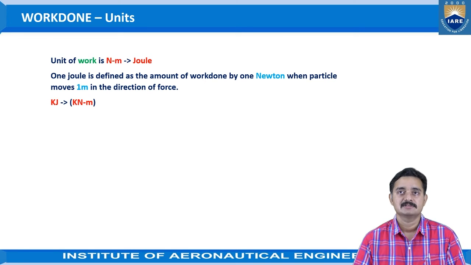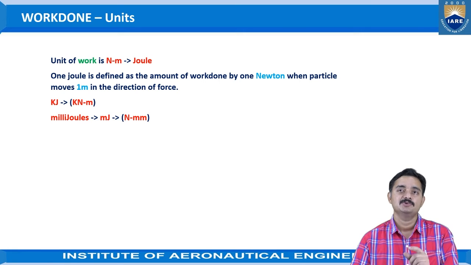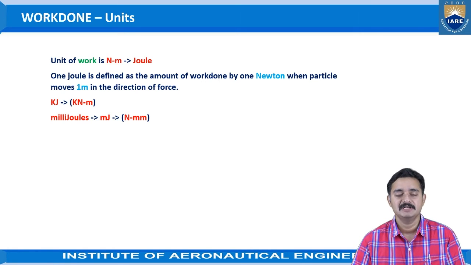And kilojoules: if the magnitude of the work done is more, then we can measure it using kilojoules, and this can be treated as kilonewton meter. Millijoules is written as mJ, which is given as Newton millimeter. So Newton millimeter units will be considered for the millijoules case.